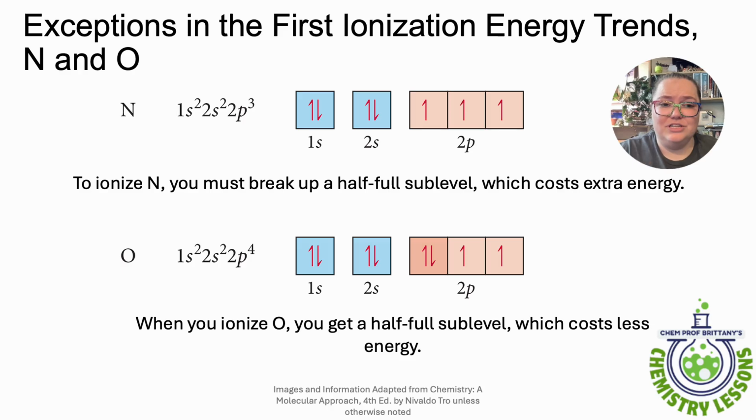To ionize nitrogen in this lovely place right here, you have to break up this half-full sublevel, and even though it's only half full, this is actually pretty stable, and it costs extra energy to break that up. Oxygen, on the other hand, has a half-full sublevel plus 1. So it's actually pretty easy to remove that electron. So that is why we see a little dip, because we have a lot of energy and then it drops a little bit, because going from this to this essentially stabilizes it some more.